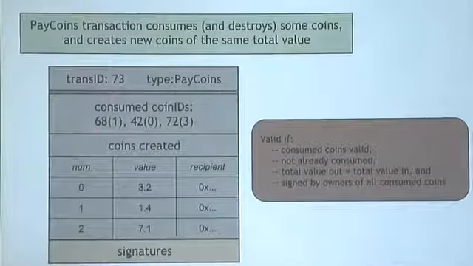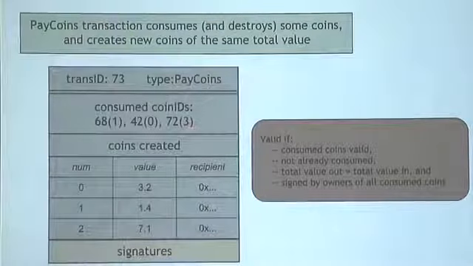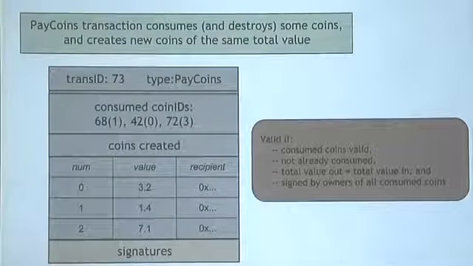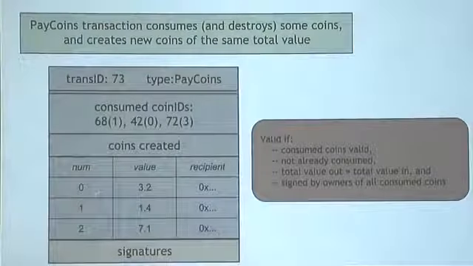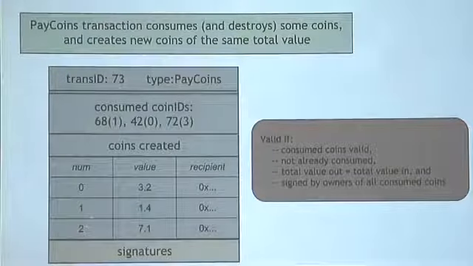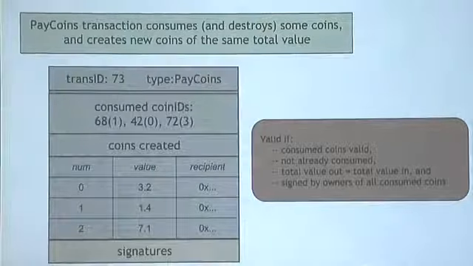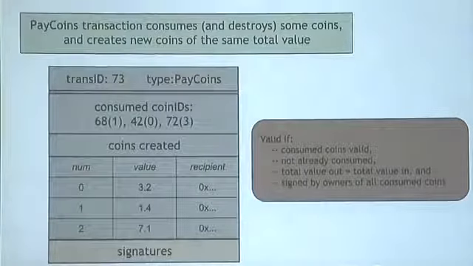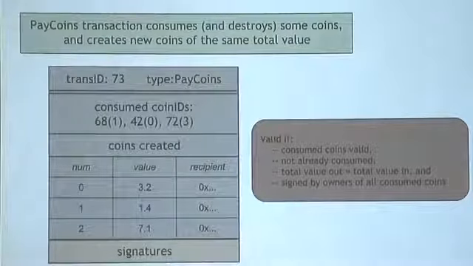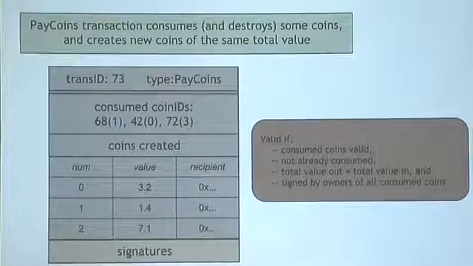All of these coins are being consumed and destroyed by this Paycoins transaction. So we're going to add up the value of all of those coins, and then we're going to create a bunch of new coins, down here 0, 1, and 2, etc., just like before in the CreateCoins transaction. Each one has a value. Each one will belong to a certain recipient. And those new coins had better add up to the same total value as the coins that we consumed.